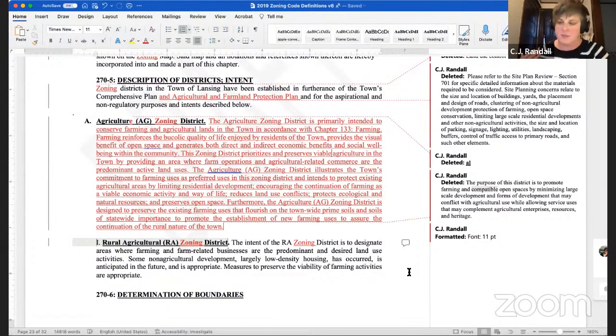So, I'm also hearing a potential for an overlay district related to the soils. Now, I did bring up the soils map. It's obviously very variated.